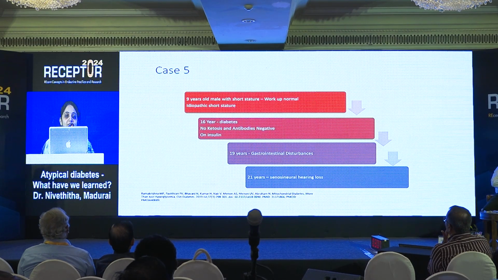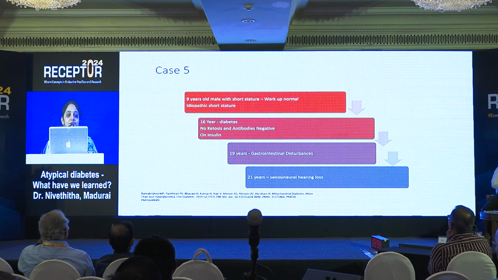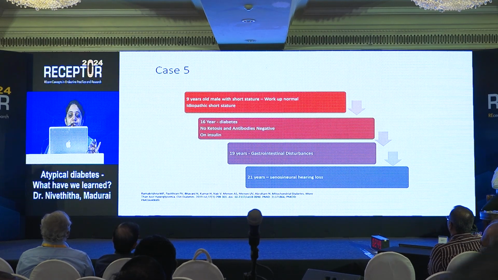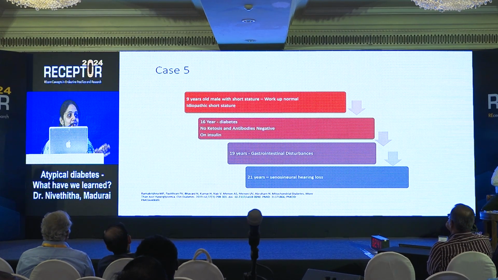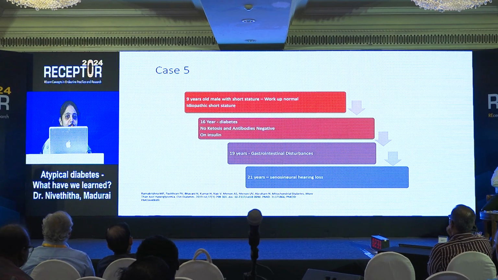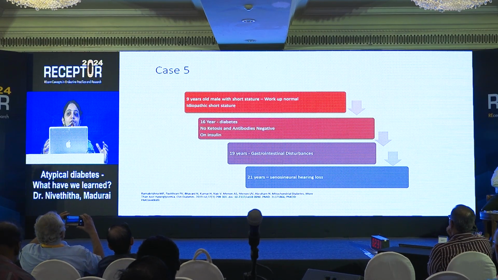This is something which is rare, but still we have to keep it in mind considering the seriousness of the case. This patient has been seen by almost all our seniors and juniors in the past 15 years in my college, because he has been followed up for 9 years and now he is almost 24 years old. So a 9-year-old male first comes with short stature, workup normal, termed idiopathic short stature. At 16 years he comes with diabetes and no ketosis, antibodies negative, but responding only to insulin. At 19 years, severe gastrointestinal disturbances, and he underwent all evaluation and nothing was found. And at 21 years he has sensorineural hearing loss. So something is there, but we don't know how to put everything together.